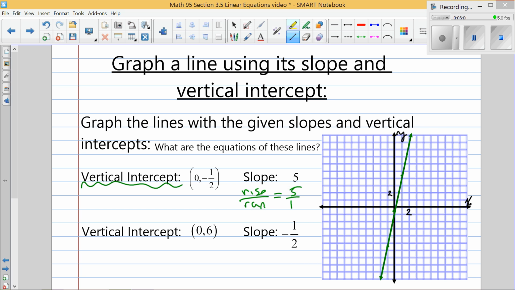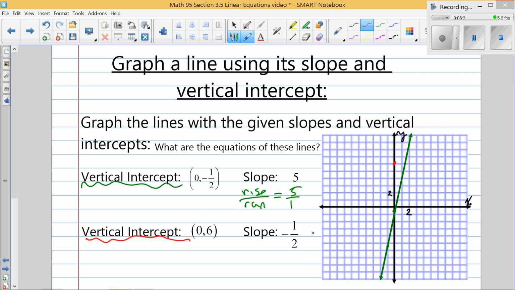For my next line, let's do red. Let's do Christmas colors. So this will be my red line. I'm going to start this at the vertical intercept of (0, 6), 1, 2, 3, 4, 5, 6. That's not very precise at all. Try that again. That's a little bit better.